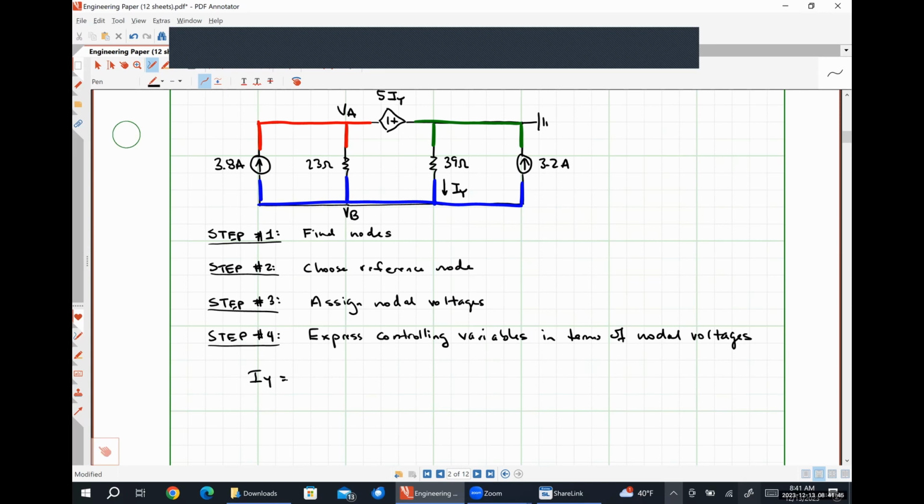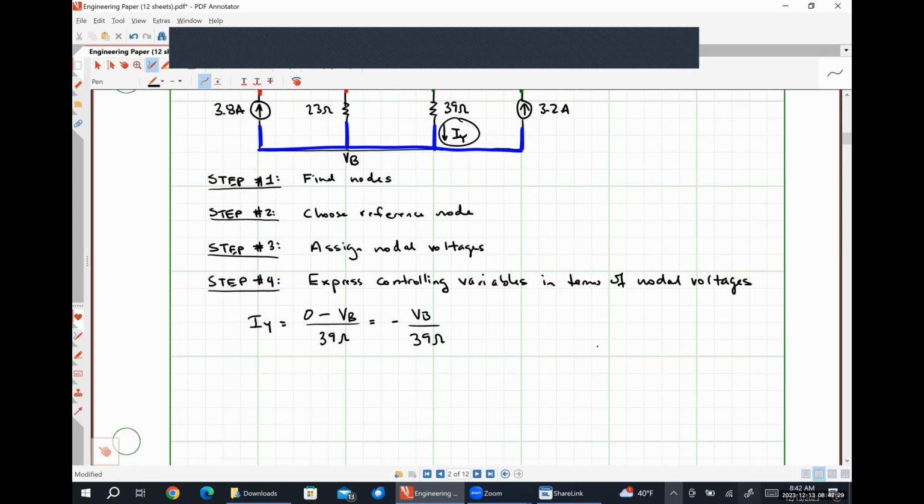So what node is the current flowing from? Flowing from the green node to the blue node, right? Because this is the IY that we're figuring out. So since it's flowing from ground, we're going to have 0 minus the node it's flowing to, VB, divided by the resistor value. So our current IY is negative VB over 39 ohms. Nothing wrong with this, just an interesting place to put ground.